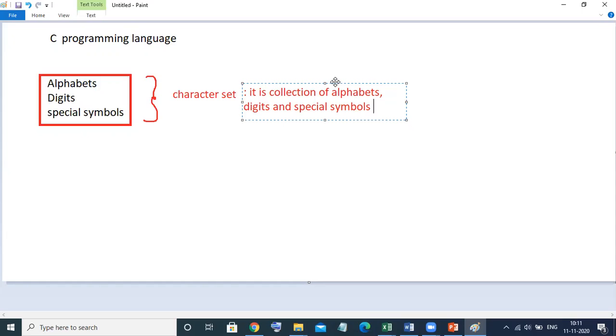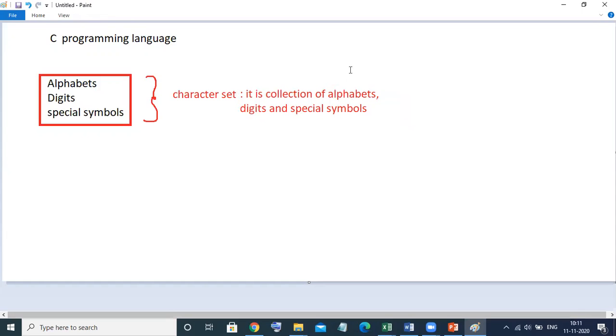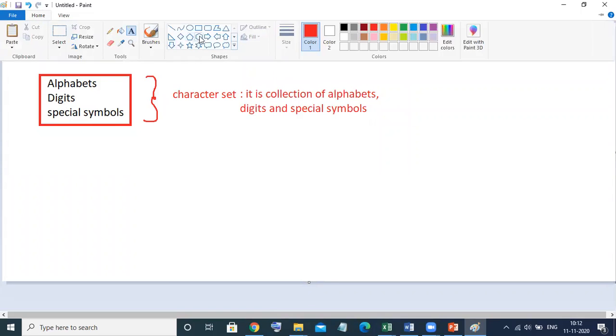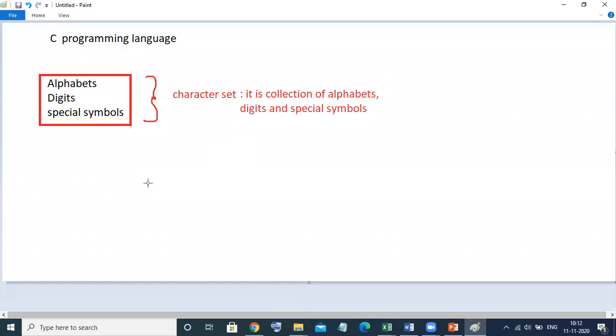character set. And if I want to know what exactly is meant by character, I'm talking about only a character. That means it may be an alphabet, a digit or a special symbol. So collectively these three are called a character set, and this is very important. I will tell you each and everything a little bit later. Before that, we will understand our second basic concept.